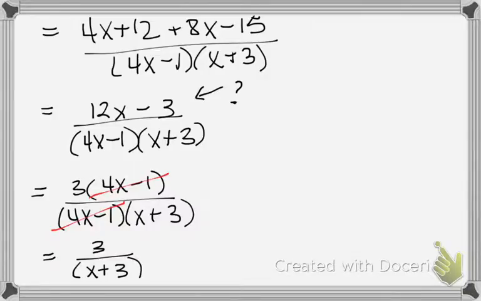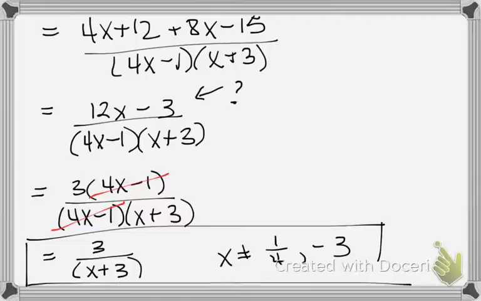Okay, again, we want to make sure that we don't cancel separate terms because of this plus sign, so I don't want to cancel out the 3's. We have to actually leave them as they are. Okay, and our restrictions were that x could not equal 1/4 and negative 3. So that would be my full answer right there.